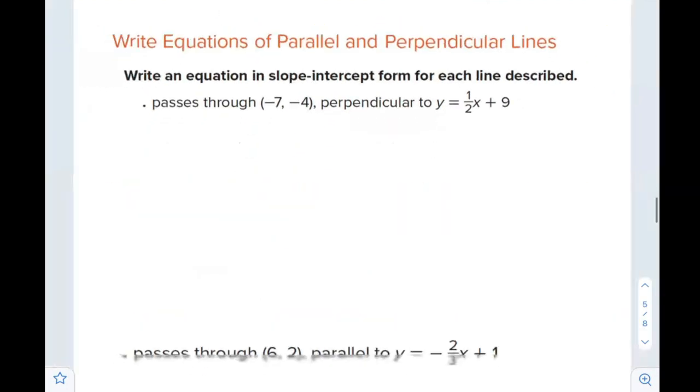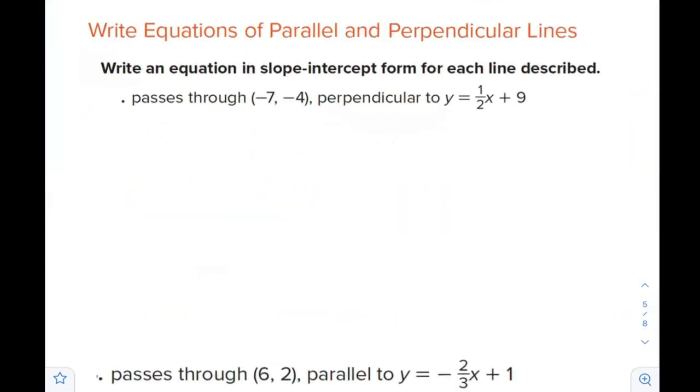Now, how can we write equations of parallel and perpendicular lines? Write the equation in slope-intercept form for each line described. Passes through this point and perpendicular to that one. Remember, we have a given line here, but the line we need is not that line. Our line is perpendicular to this line, so the information that I will take from the given line is just the slope.